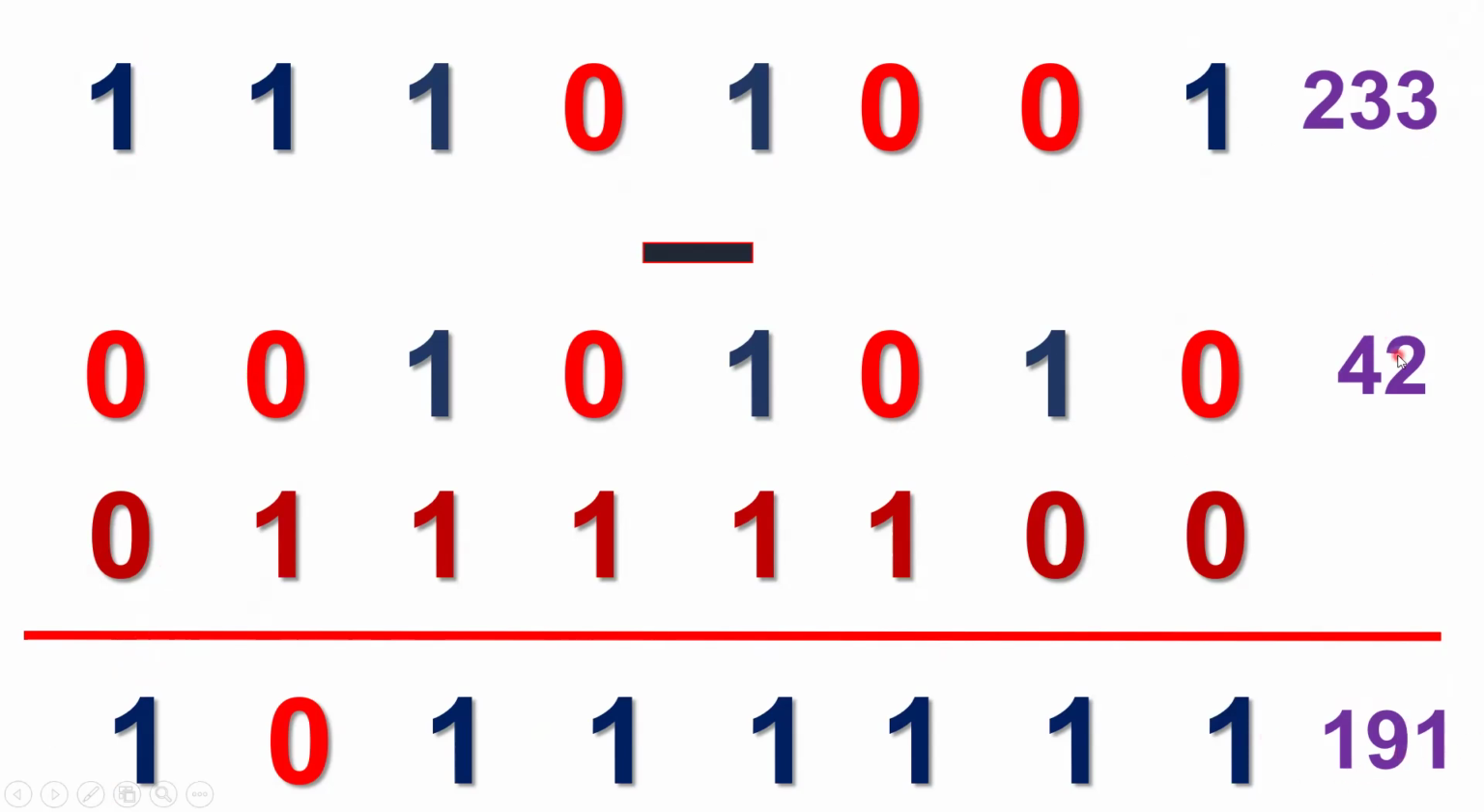233 minus 42 is 191, and to represent this number, since it is a positive number, you don't need any extra bit to represent its sign. So magnitude of this positive number is given by 8 bits. So final number is 1 0 1 1 1 1 1 1. That is how you do bit by bit subtraction using this borrow method. So hope you are understanding so far.